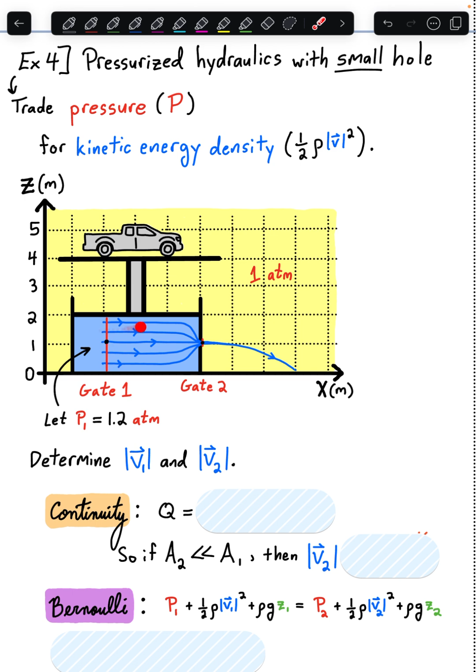All right, let's apply our continuity equation first to gate 1 and gate 2. The flow rate through gate 1 will have to match our flow rate through gate 2. So A1 V1 has to equal A2 V2. And if A2 is much, much less than A1, then our speed at 2 will have to be much, much greater than our speed at 1. There's our Bernoulli effect right there.